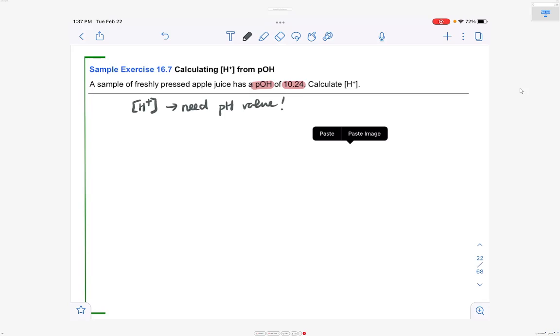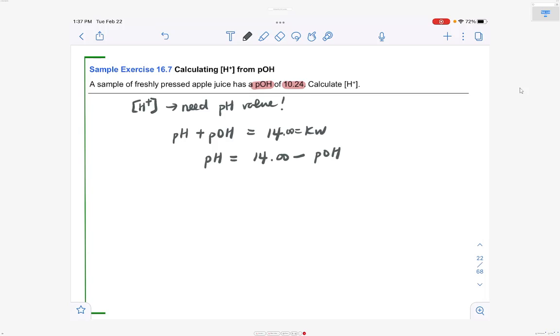We will use the pKw expression that we just learned in the previous slide to find the pH value. Since we know that pH plus pOH equals 14, which is pKw, we know that pH is going to be 14 minus pOH. So pH is 14.00 minus 10.24, which is the pOH value given in the question, which is equal to 3.76.